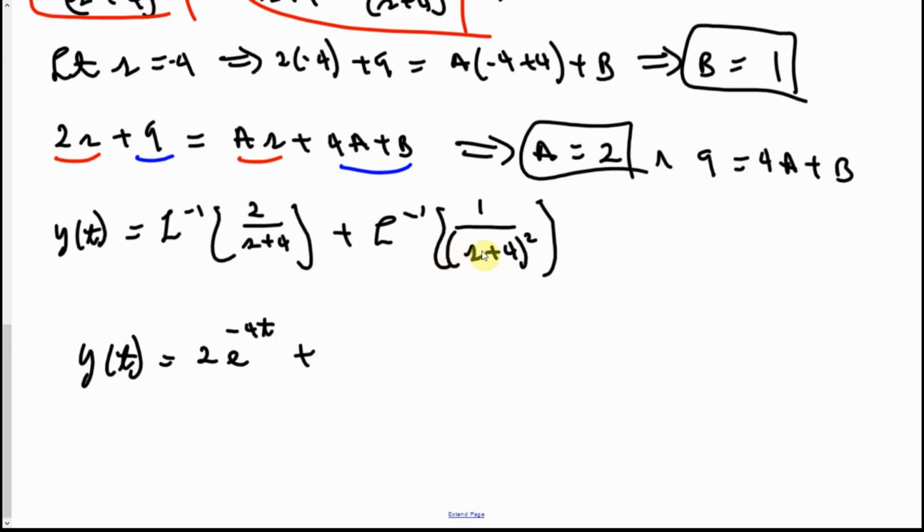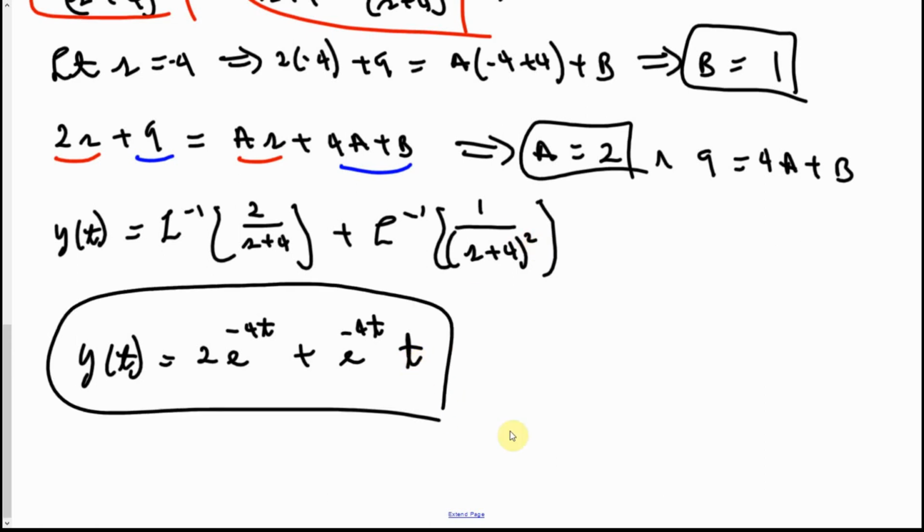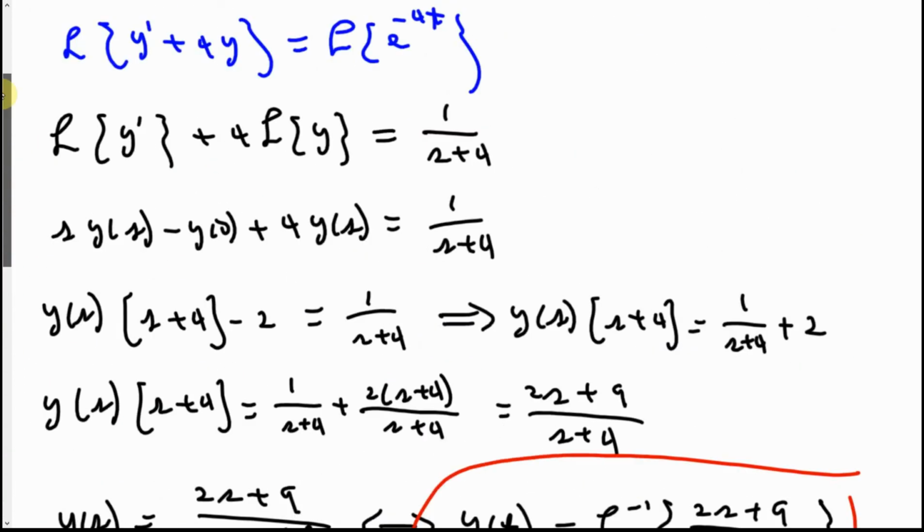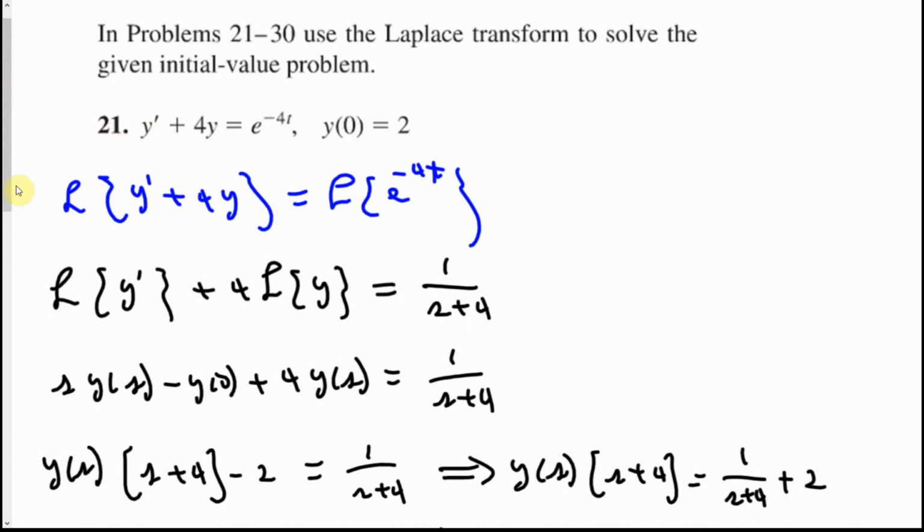Remember, this is a combination of two functions, right? The first one you see is the e to the negative 4t, but then you also see a t, right? Because the Laplace transform of t is 1 over s squared. And see how this is the solution for a differential equation? This was the differential equation that we solved using Laplace transform.